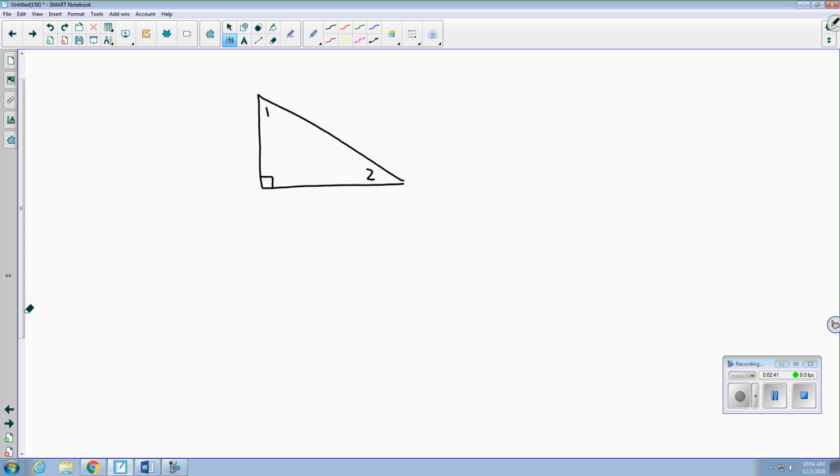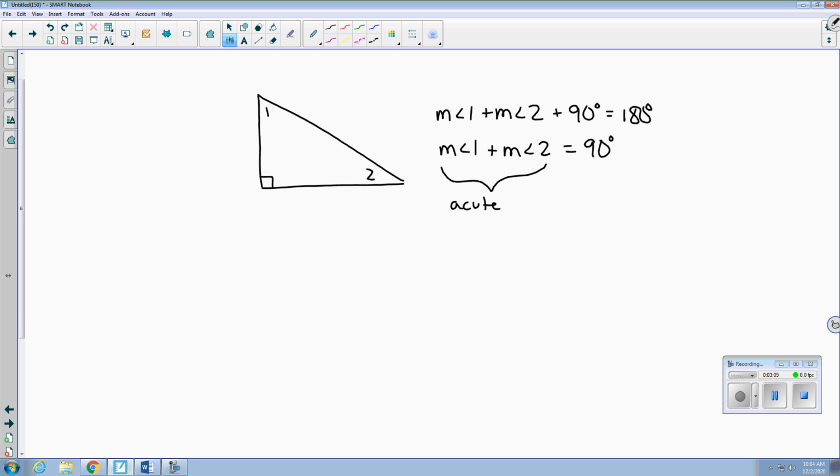Well, knowing that the measure of angle 1 plus the measure of angle 2 plus that 90-degree angle should sum to 180 degrees, then just manipulating this equation, we can find out that the measure of angle 1 plus the measure of angle 2 should equal 90 degrees if I subtract 90 degrees from both sides. So from this fact, we can determine that the acute angles are complementary. So these two angles are acute angles, and therefore equaling 90 degrees implies that they are complementary.